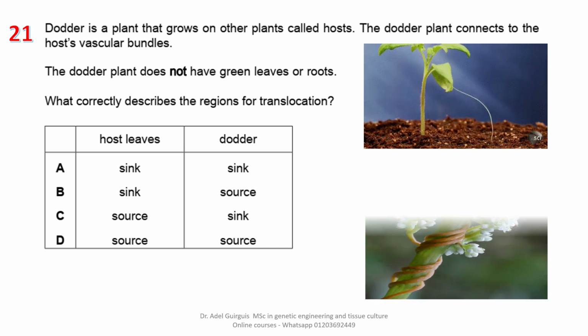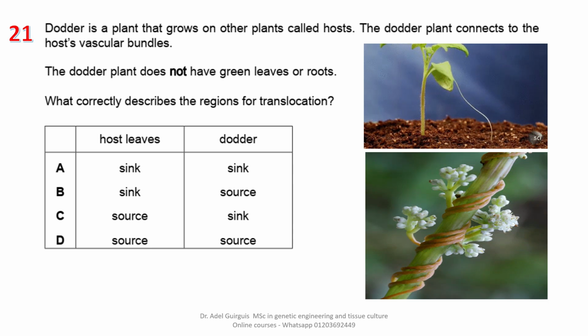Look at the dodder plant after growth, rotating and revolving around the stem of a certain host to obtain nutrients. So what about host leaves? Host leaves are a source of foodstuffs, of carbohydrates and amino acids. So host leaves act as source. What about the dodder plant? It obtains nutrients, so it acts as sink. So the answer is C.